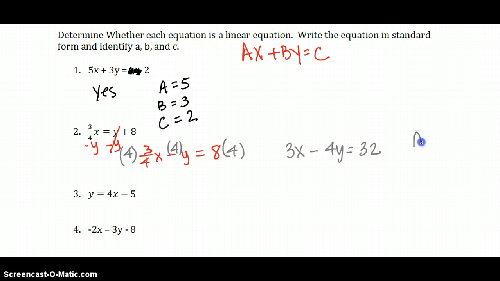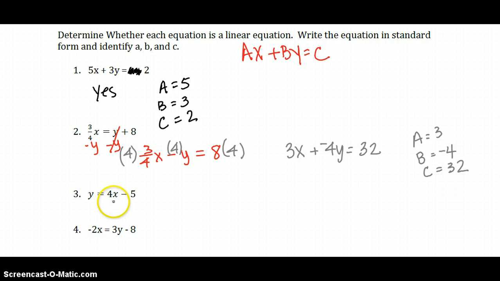So now we can say A is 3. B here is a negative 4, because remember that's the same thing as saying plus negative. B is a negative 4, and our constant C is 32.